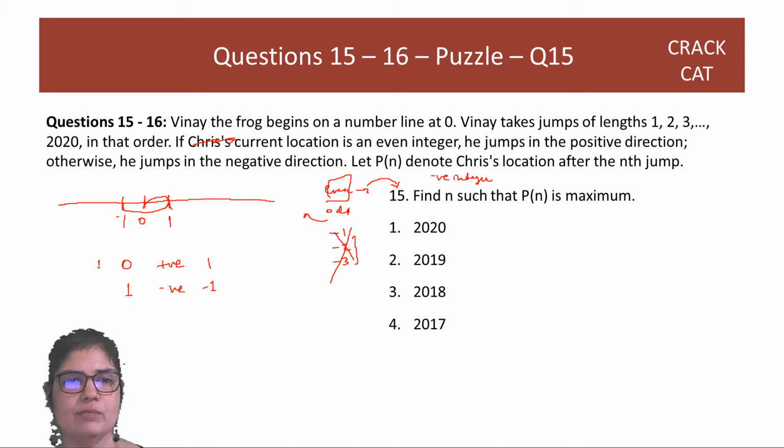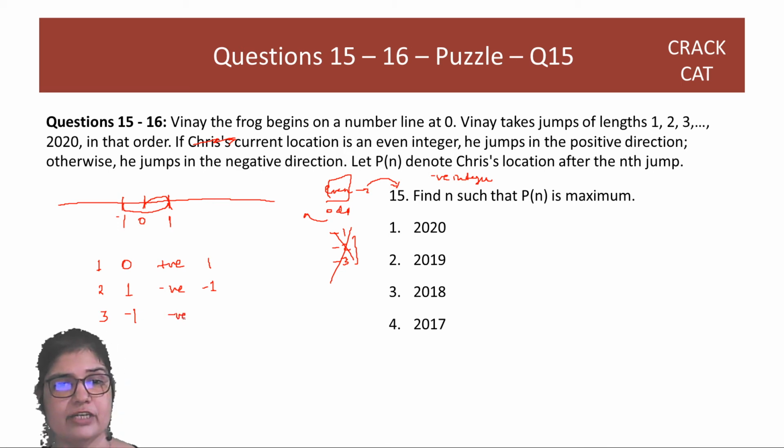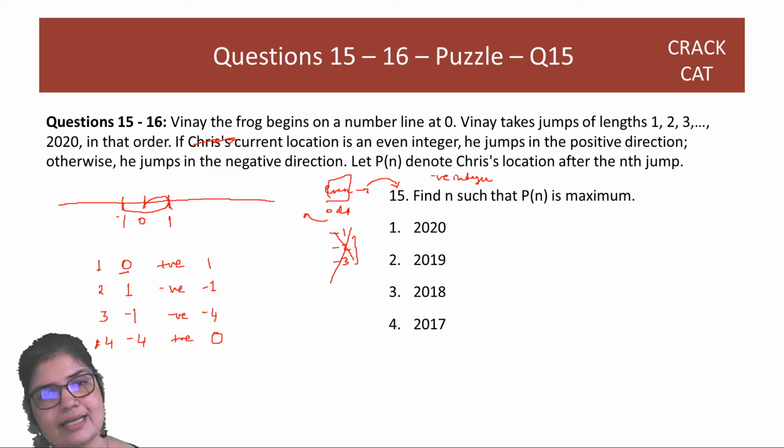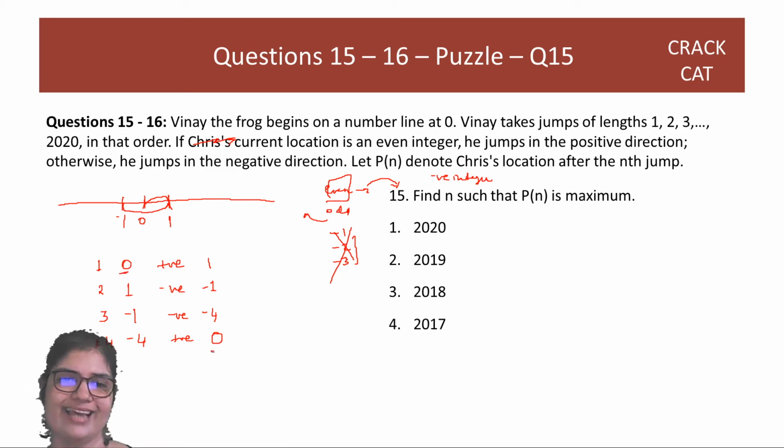Now this is when he was jumping 1 step. This is 2 steps. Now he has to take a jump of 3 steps. So he starts from -1, which is odd, so he has to go in the negative direction by 3. So he reaches -4. Now the jump is 4, and he is at -4, which is an even number, so the direction will be positive, so the frog will end at 0. So you see, the frog starts at 0 and after 4 steps ends at 0.